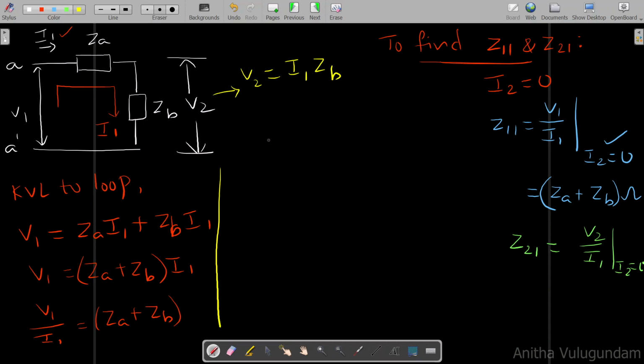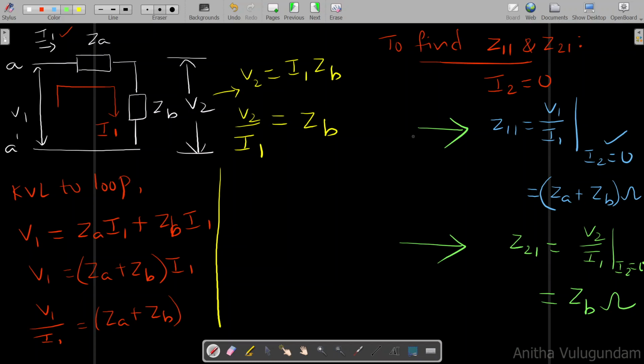According to Ohm's law, V equal to IR. Here in place of R we have impedance value. So we can write V2 equal to I1 into ZB. And here the formula is Z21 equal to V2 by I1. So I can write directly V2 by I1 equal to ZB, which is equal to Z21. So Z21 equal to ZB ohms. So we have got Z11 and Z21 from this condition.